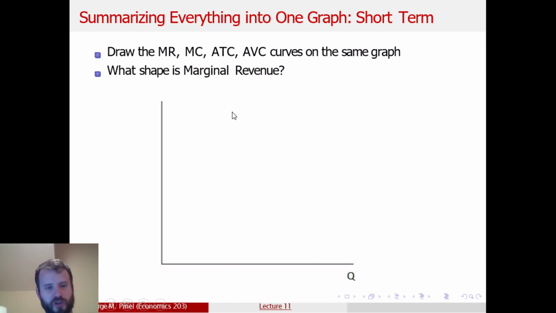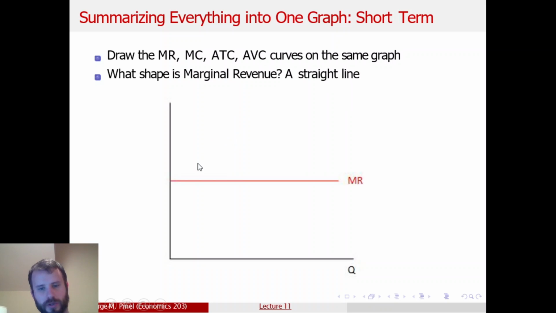So what shape is marginal revenue? This is where you answer at your house. Marginal revenue should be shaped like a Nike curve. Oh, excuse me. Nope, that's the one that's not. Marginal revenue, because firms are price takers, should be perfectly elastic, which means it's going to be a straight horizontal line. Boom. So that's your marginal revenue.